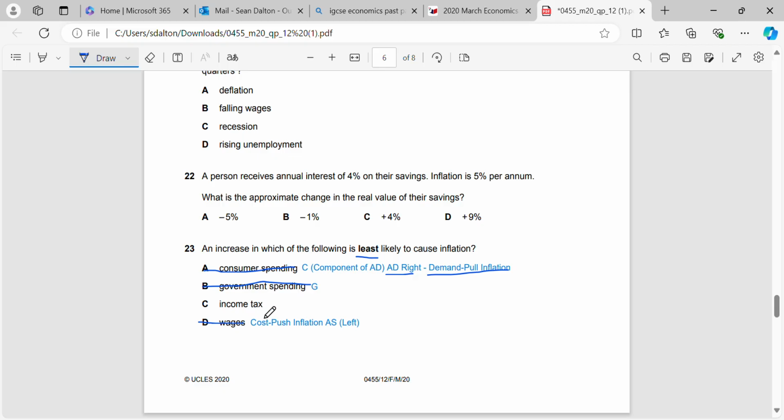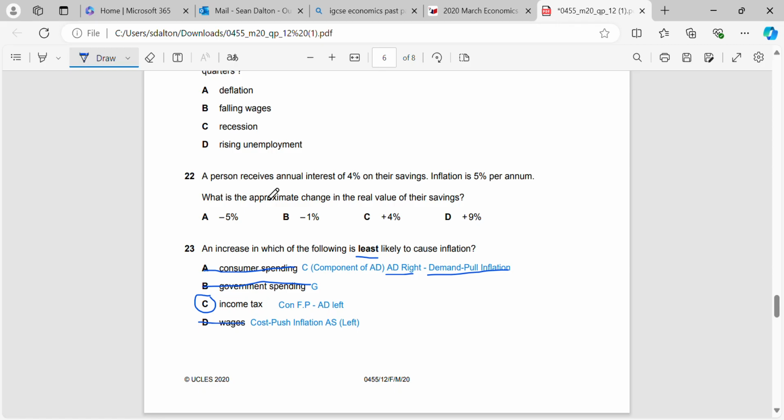But if we increase income tax, that is a contractionary fiscal policy, and that's designed to move AD to the left. It puts less money in people's pockets, which means that they spend less money and borrow less money because they're paying more tax.